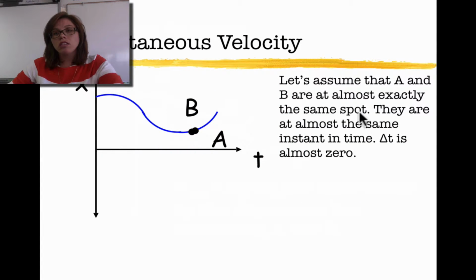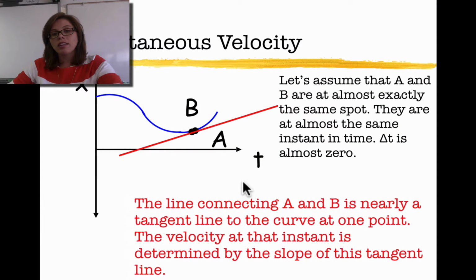Right. So let's assume that A and B are almost exactly at the same spot. They're really, really close together. So that the instant in time change in t is almost 0. So we're going to take the limit as t approaches 0. So the line between A and B will create what we call a tangent line. And the slope of this tangent line gives us our instantaneous velocity of the object at that point.